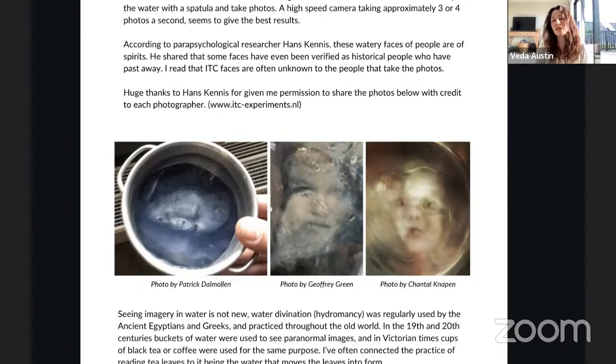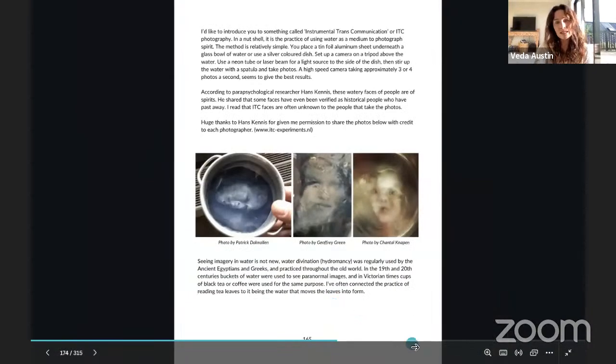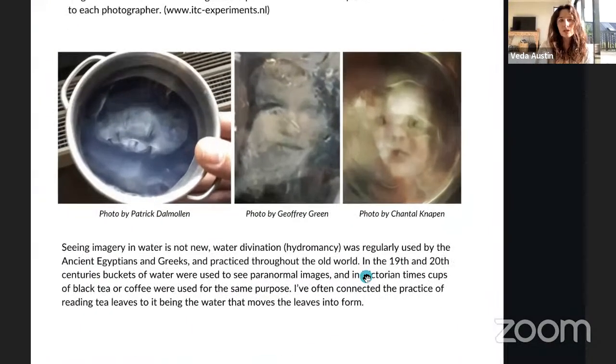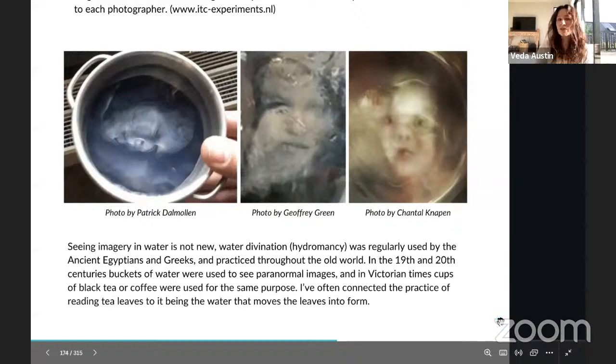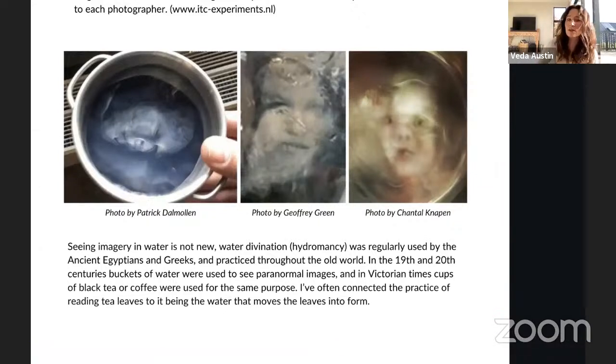I'd have to go to the other presentation to show you what I got, but I got this amazing hand in the water when I tried. It's an interesting one. I started to see faces, and since showing people this work on my last Ancient Mysteries webinar, loads of people have been showing me the pictures that they've been getting. There is something to it. I can't exactly explain it, but there's something there. I think this relates to the concepts of water divination and hydromancy from the ancient Egyptians and the Greeks.